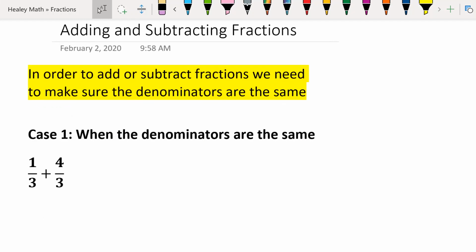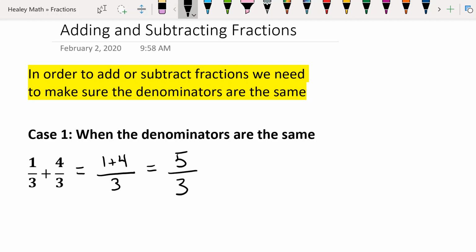We have 1 over 3 plus 4 over 3. In this situation, the denominators are equal, therefore we can just add our numerators. And we end up getting 5 over 3. The question asks, please make sure to convert this to a mixed fraction.